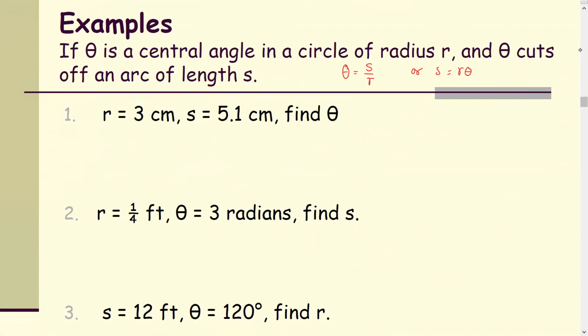Part 1, we are going to find theta. Use the formula theta equals s over r. S is 5.1, unit is centimeter, divided by r, which is 3, unit is centimeters. Centimeter, centimeter, the units cancel. Therefore, the theta is 1.7 radian.